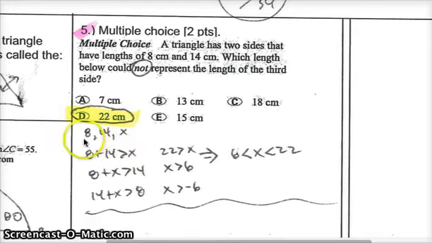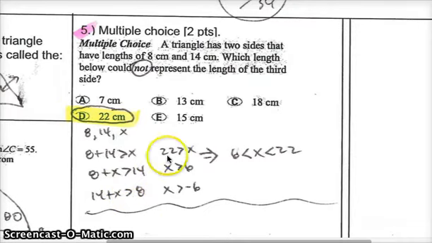The 3 problems you need to do is that the two sides of the triangle must be bigger than the third side. We did that one worksheet where you put all the checks. If they're all true, then it is a triangle. If one of them is false, then it's not a triangle. 8 plus 14 must be bigger than x. 8 plus x must be bigger than 14, and 14 plus x is greater than 8. So there's all my combinations.